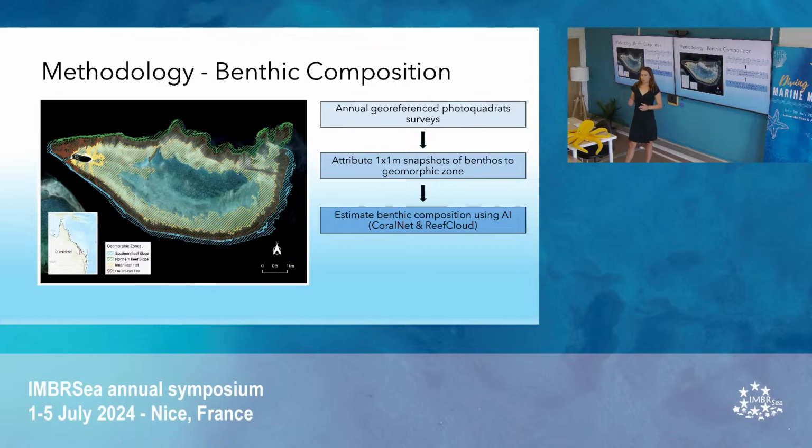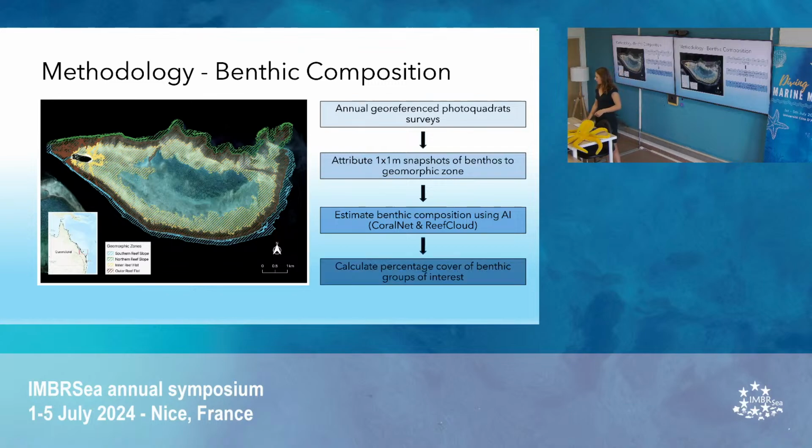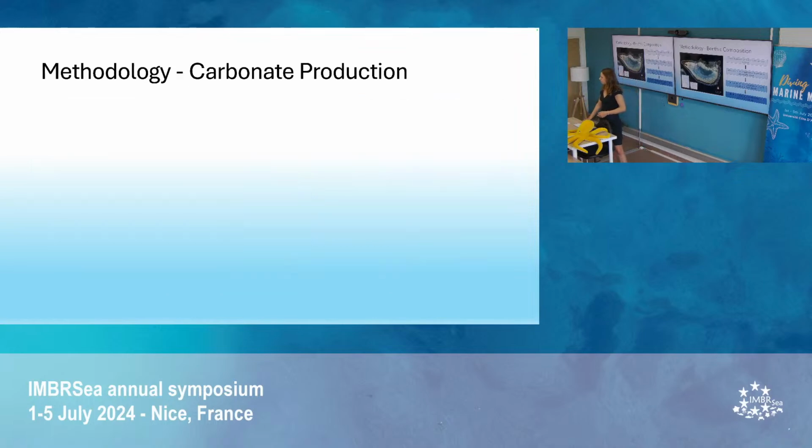From all of this data, which is millions and millions of pictures over time, we use artificial intelligence, which in my case were the programs CoralNet and Reef Cloud, to estimate benthic composition. So to identify the benthic groups that were there, obviously firstly trained by experts and then entered into the algorithm. And from this, we eventually gain what we want, our data: percentage cover of each of the benthic groups of interest that we will use to estimate carbonate production.